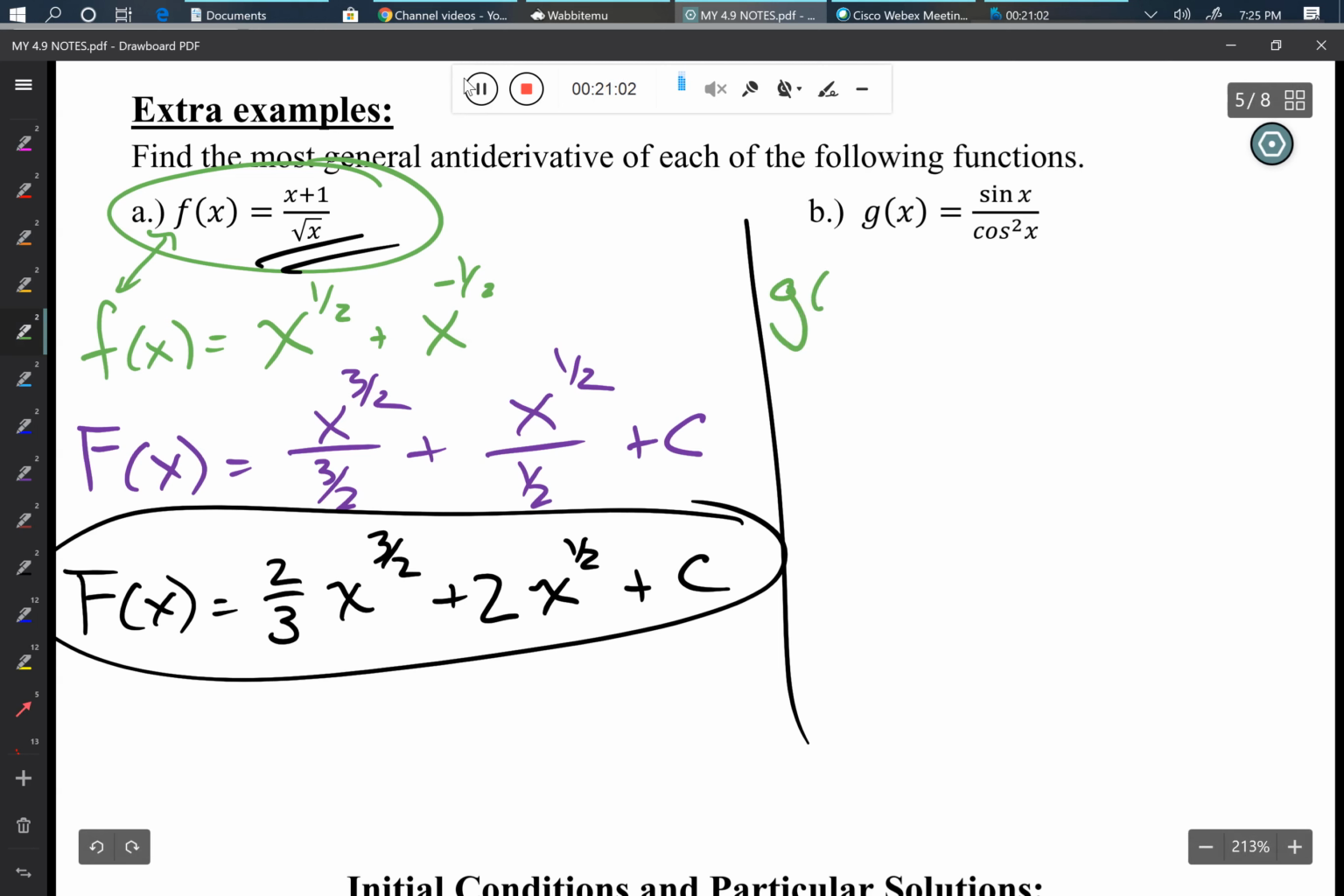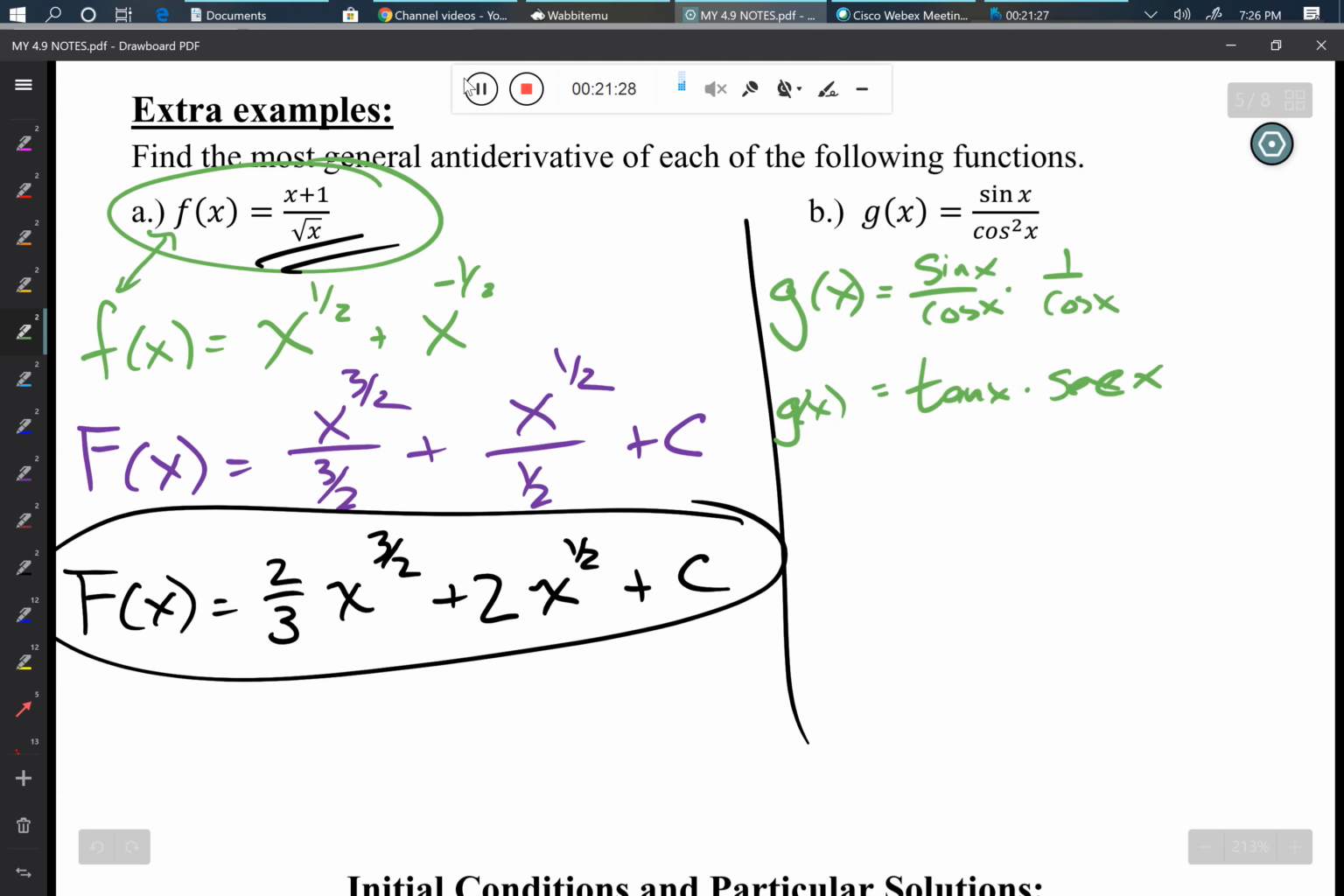So maybe if I do something like that, some trigonometric simplification, and think of this as sine x over cosine x times 1 over cosine x. Maybe that'll ring some bells. Because isn't sine x over cosine x tangent x? And isn't 1 over cosine x secant x? And so then I've got the little g of x is equal to tangent x secant x. Let's clean that up, make that look prettier.